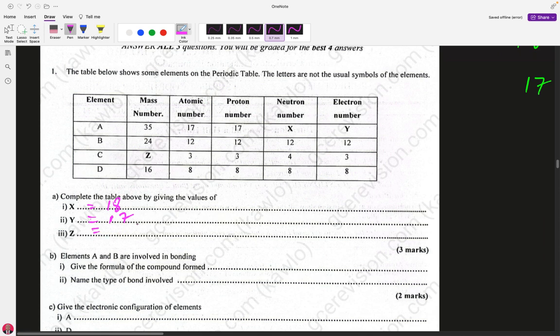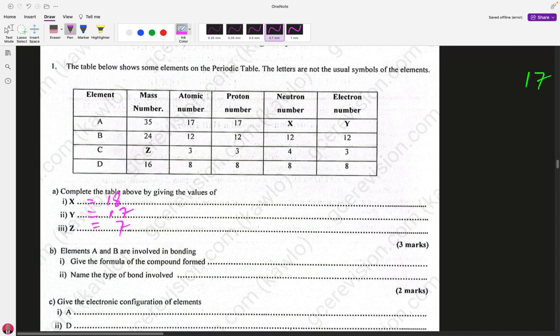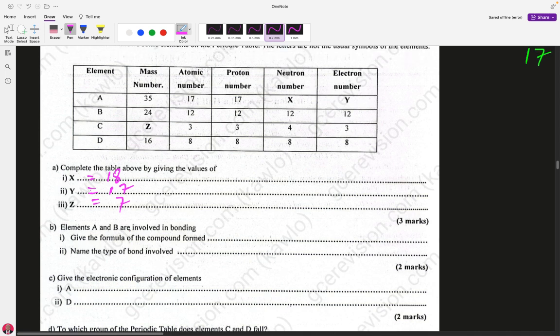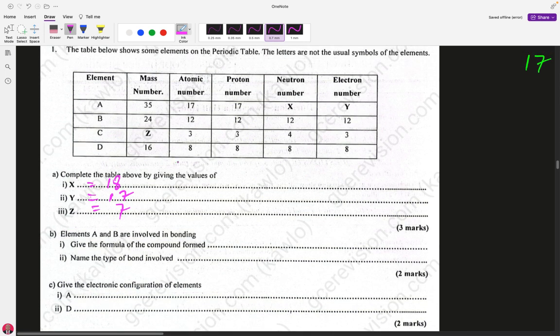Letter Z is equal to 7. Let's go to B. Element A and element B are involved in bonding. Which is element A? If you go to your periodic table, the element with atomic number 12, you should know it.